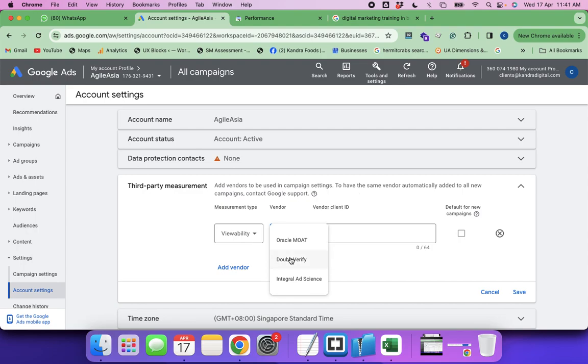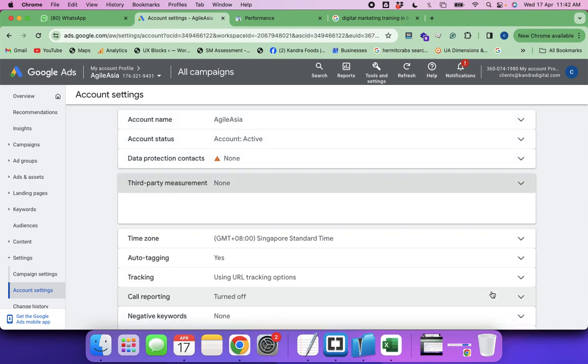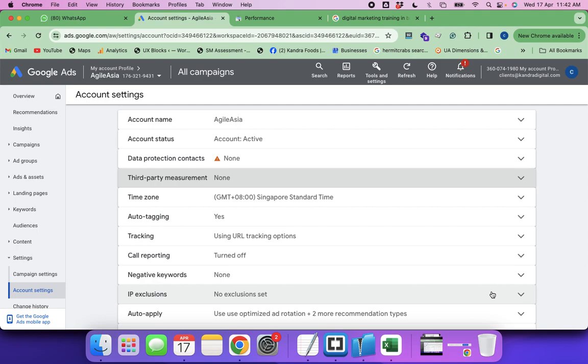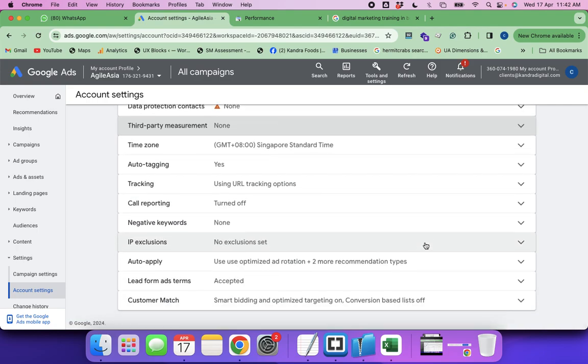See, if you are using other kinds of tracking tools on your website, maybe you can link them here so that the data passes from Google Ads to Oracle MOAT. I don't know what Oracle MOAT is. And DoubleVerify, Integral Ad Science. These are different third party platforms or tools where data will be passed from here to there. If you are selecting Oracle MOAT, you have to put the Oracle MOAT ID, which connects this account to Oracle MOAT, and that way you will be able to pass data from Google Ads to that respective tool.